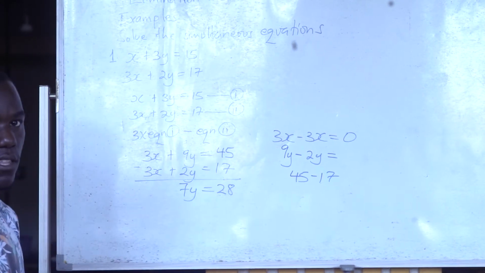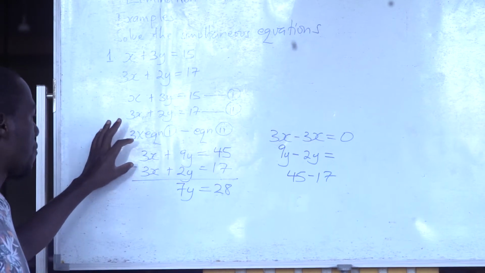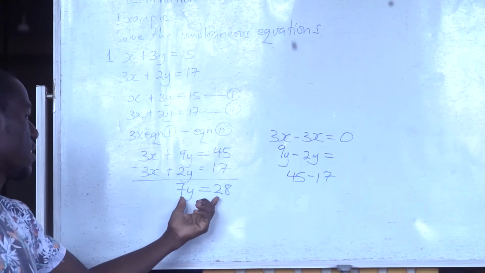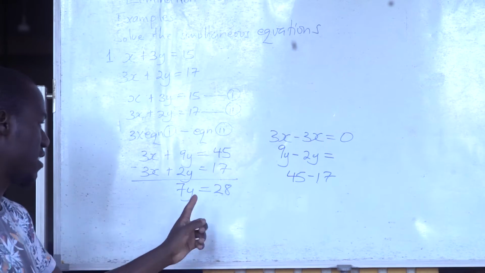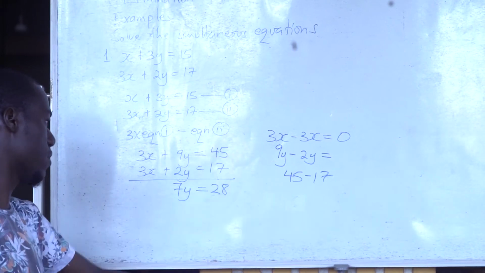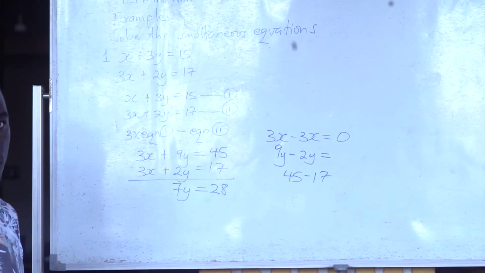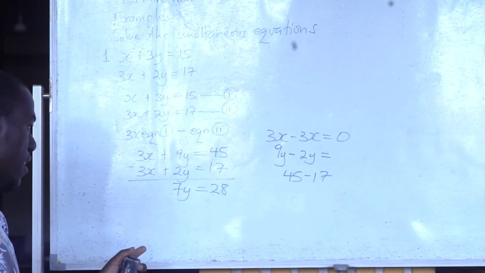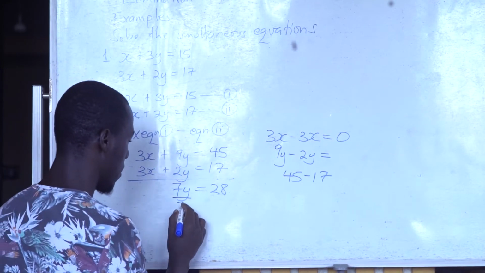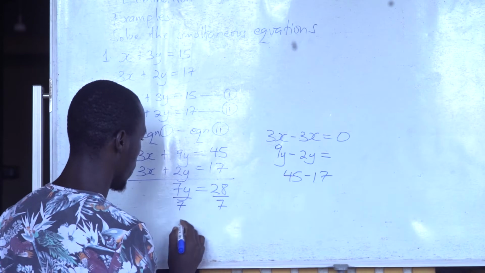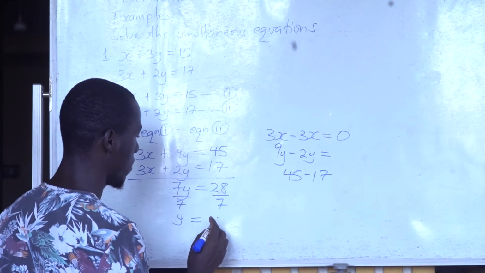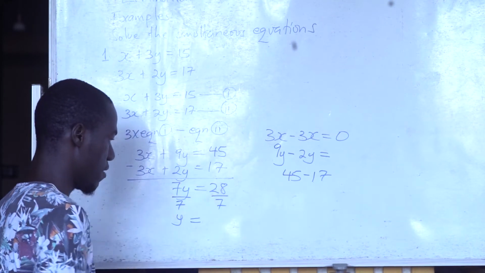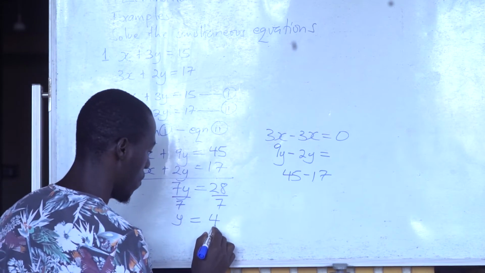28. Then I've eliminated the x such that here I have only one unknown, that is the y, is equivalent to the other constant, which is 28. So from there, I can divide both sides by 7 to get my y as 28 divided by 7, that is a 4.